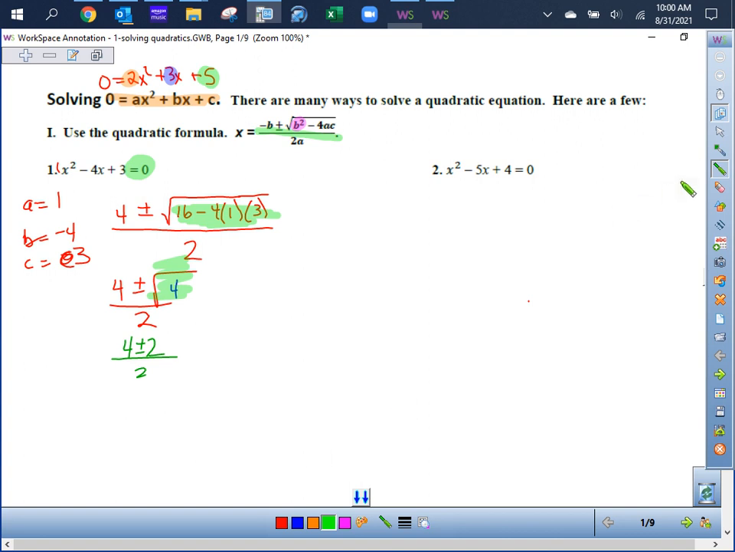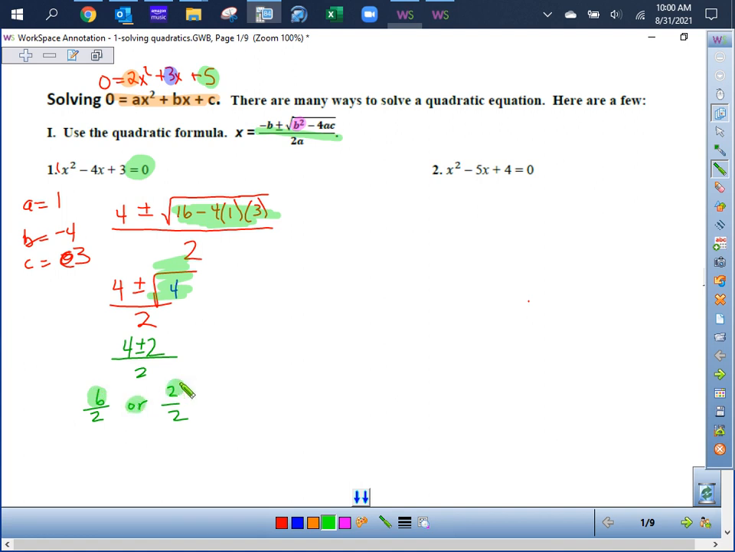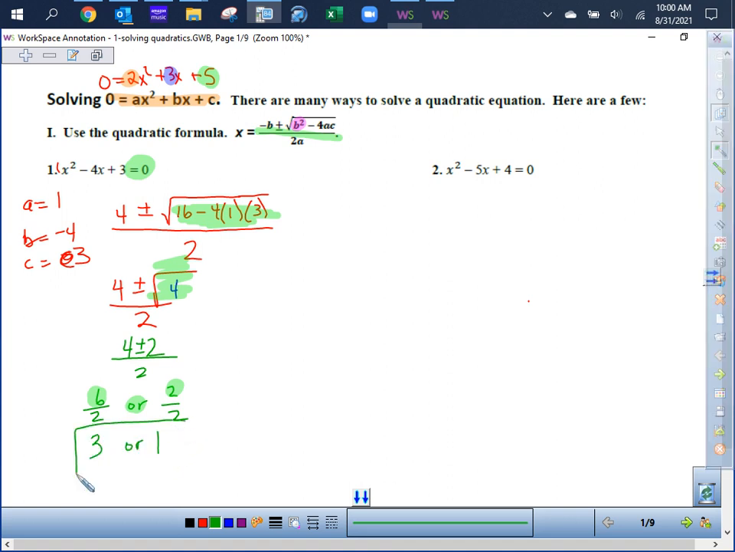And now we have to follow the order of operations. We have to do what's in a group first. This fraction bar separates us into 2 groups. You know the names of the 2 groups. The top one's called the numerator. The bottom one's called the denominator. We have to do 4 plus 2. Help me. What's 4 plus 2? 6 over 2. Or 4 minus 2 is 2 over 2. Guys, that's why it's called a plus or minus. I did the plus over here, or I did the minus over here. And then obviously we can clean these up. 6 over 2 is really 3, and 2 over 2 is really 1. There are our solutions.